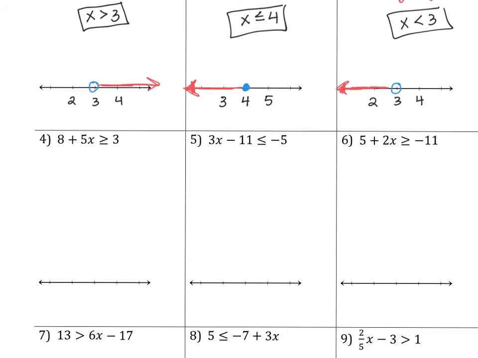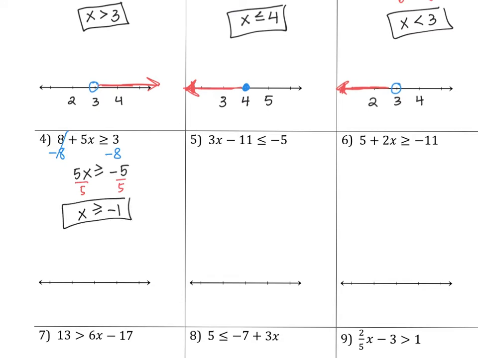Okay, let's see. Number 4 is 8 plus 5x is greater than or equal to 3. Okay, let me see. That's a positive 8, so I'm going to go ahead and subtract the 8. That's a positive 5x. Keep your inequality the same. Okay, 3 minus 8 is negative 5. Okay, let me divide. Keep the x on the left, keep the symbol the same. Negative 5 divided by 5 is negative 1. Okay, and this is good for solving, but because I'm going to ask you to graph to practice, we're going to graph as well.